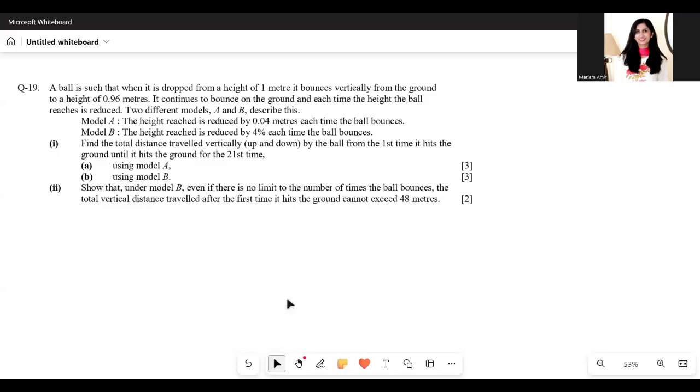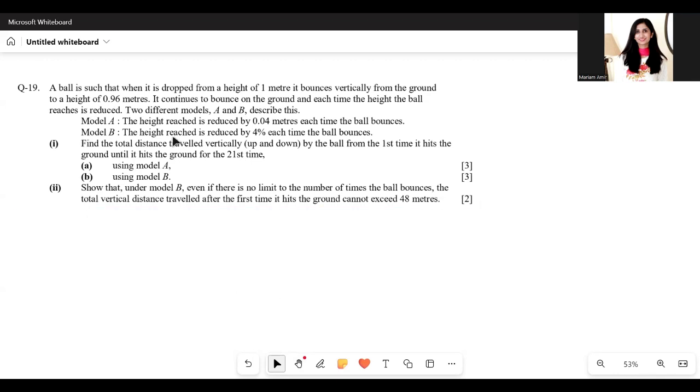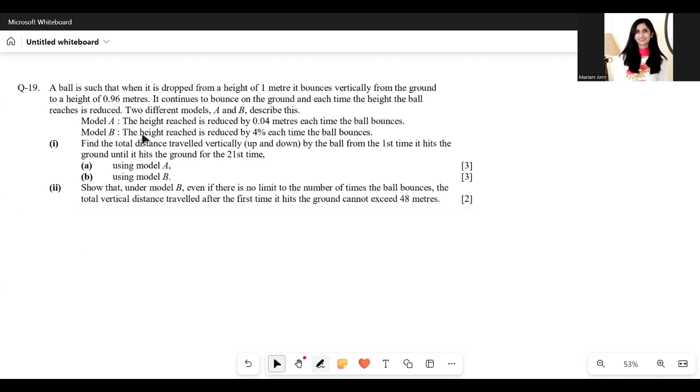Right, let's take a look at this question. A ball is such that when it is dropped from a height of 1 meter, it bounces vertically from the ground to a height of 0.96 meters. Let me try drawing this.